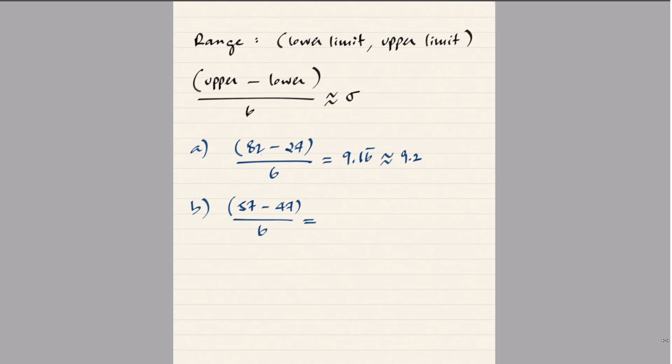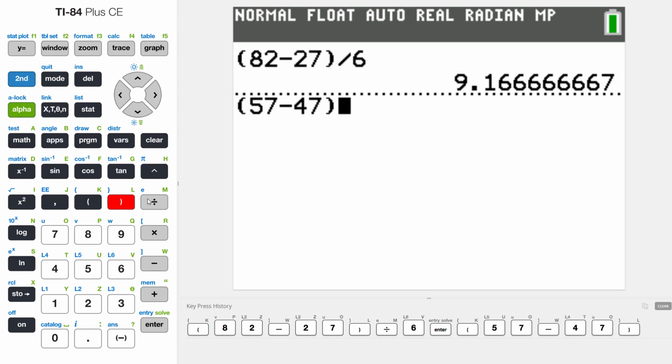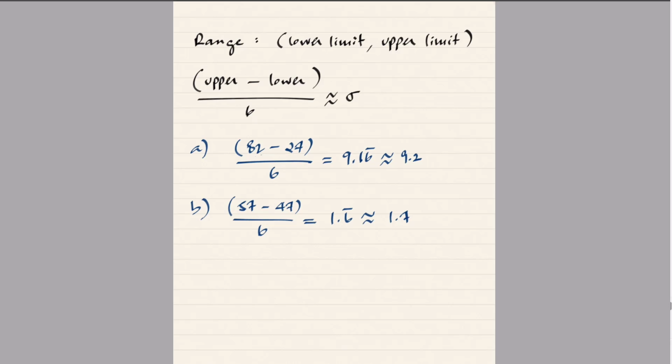And so we can then use that to estimate our standard deviation. I put down the details of my calculation, as you can see, and let's get that number on the calculator. We're taking 57 minus 47 divided by 6, and that's giving us a value of 1.6 repeating. So let's put that down. I'm not using the conventional rounding rules here because we are estimating, but I am estimating the standard deviation to be around 1.7 after rounding.